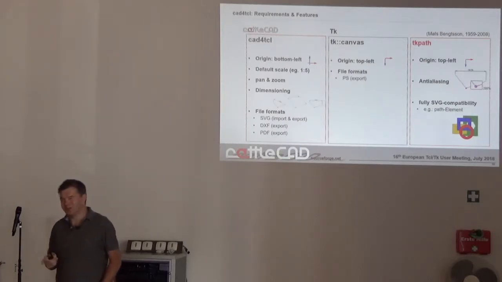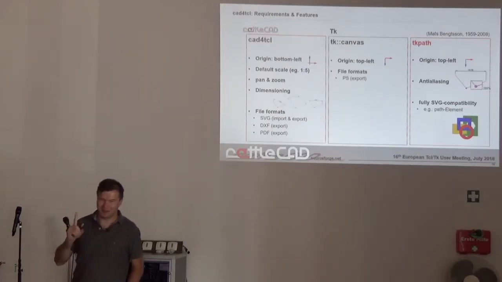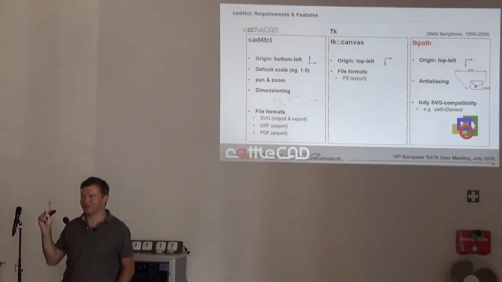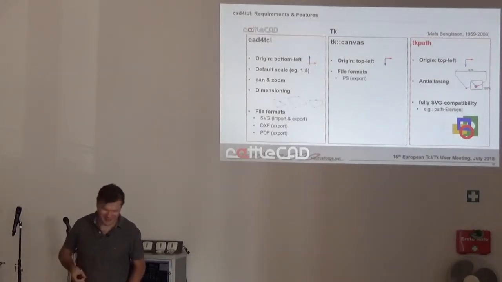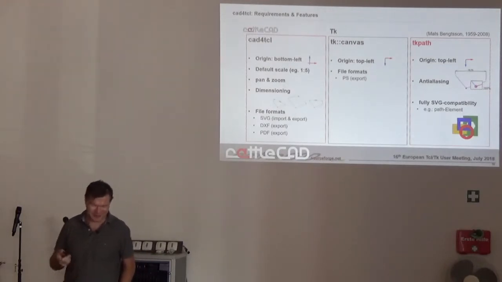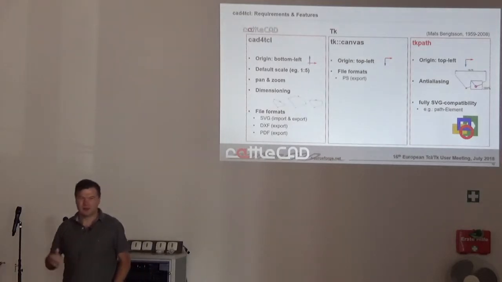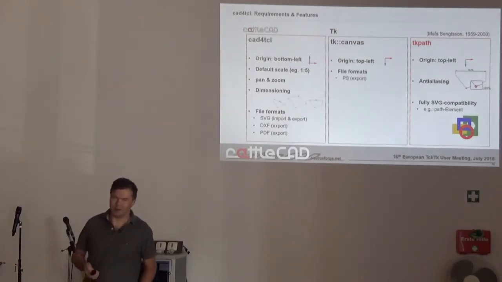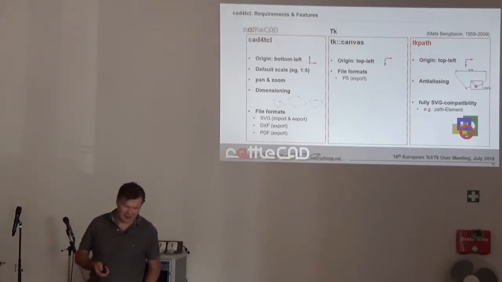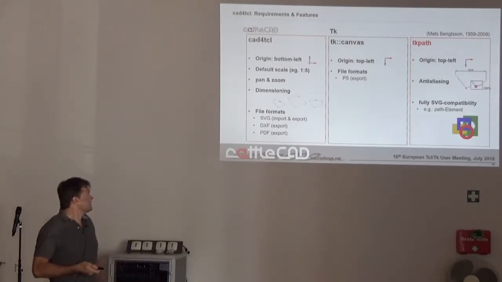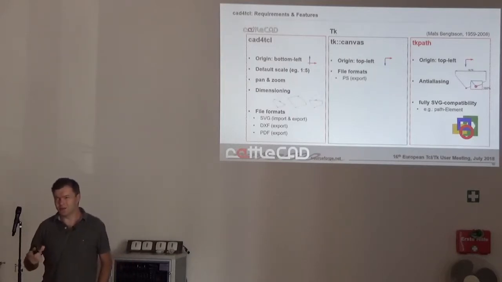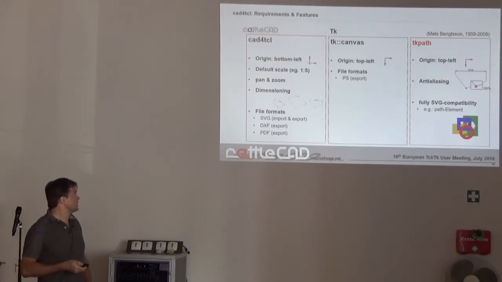That's also one challenge because the TK canvas has it on the top left, and the TkPath has it in the same position. So this library has to handle this on the one hand. The other thing is that I want to define default scales, which are not supported by the TK canvas. I want to have panning and zooming. I want to have dimensions there, and support different file formats.